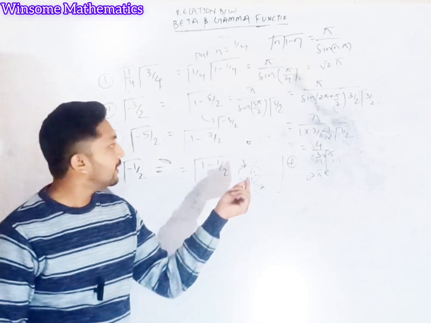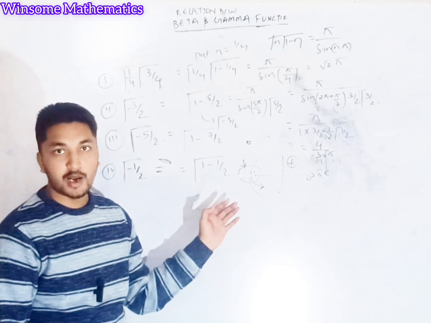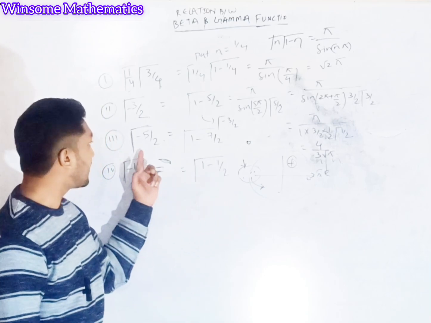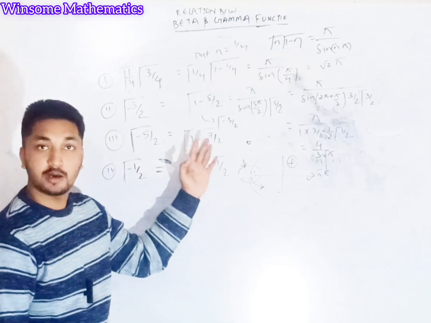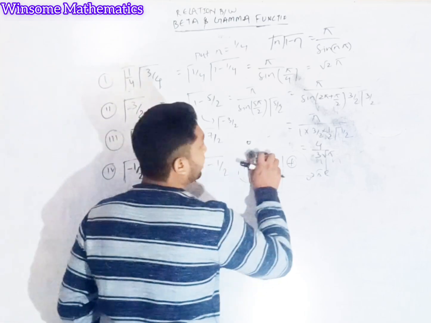So this is a little bit technical, tedious. So just don't be frightened. We have concepts, so we can easily solve it. So now gamma minus 5 by 2, you can easily do it. That is 1 minus 7 by 2. What will you do here? Simply you will convert this.